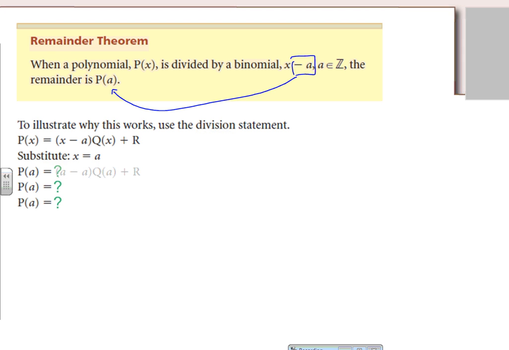So again, showing what's happening here. If we take our division statement, which you learned in 1.1, plug in an A for the x, and let's start working it through. So that means we're going to plug in for the x, the A, so we've got A minus A times the Q of A. A minus A is always going to be 0, every time. 0 times whatever the quotient is always going to be 0, leaving you just with the remainder. So that's the algebra behind the scenes.